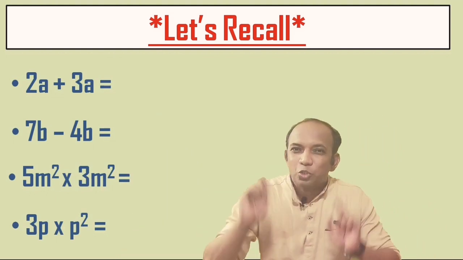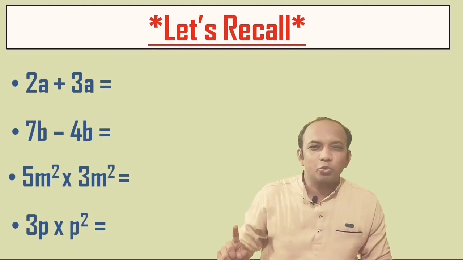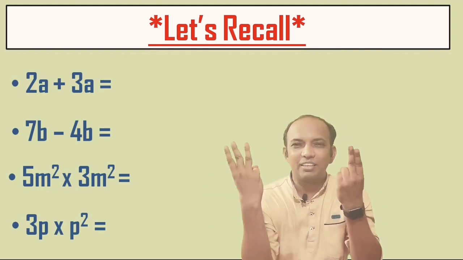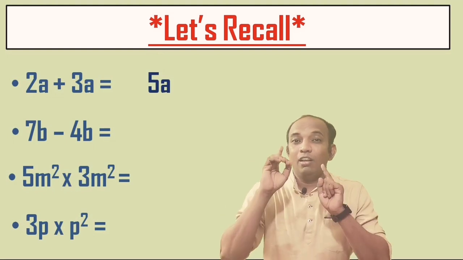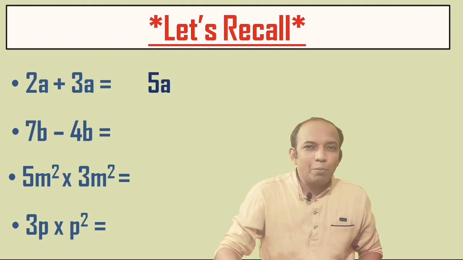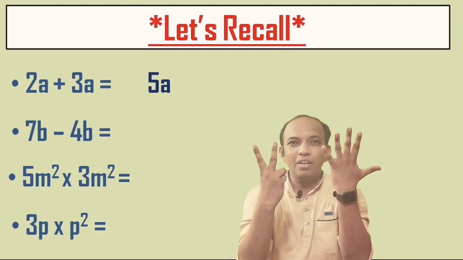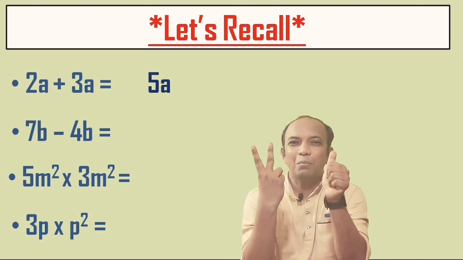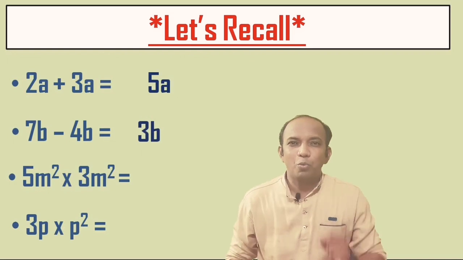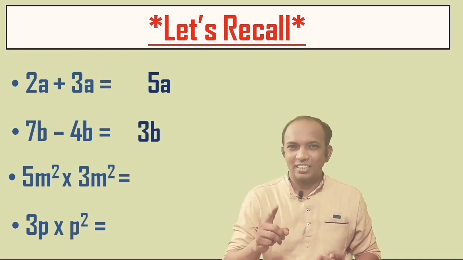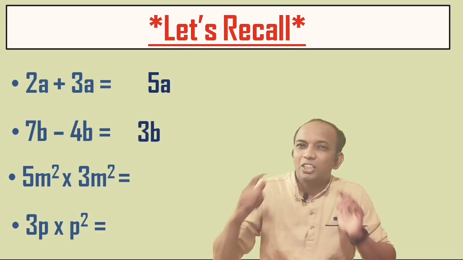So when you apply these rules of integer, what do we get? The first one, 2a plus 3a, what do we get? 5a in all. So my answer is 5a. In the second one, 7b minus 4b, how many b's are remaining now? 3 b's are remaining, so my answer is 3b. And do not forget to mention the bigger number sign. Yes, over here sign is not mentioned because it is in positive.